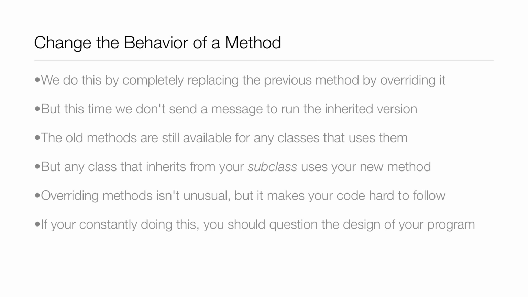Now you can also change the behavior of a method. We do this by completely replacing the previous method by overriding it. But this time we don't send a message to run the inherited version. So you're just running the new functionality. And the old methods are still available for any classes that use them. But any class that inherits from your subclass uses your new method. And overriding methods isn't unusual, but it does make your code hard to follow.